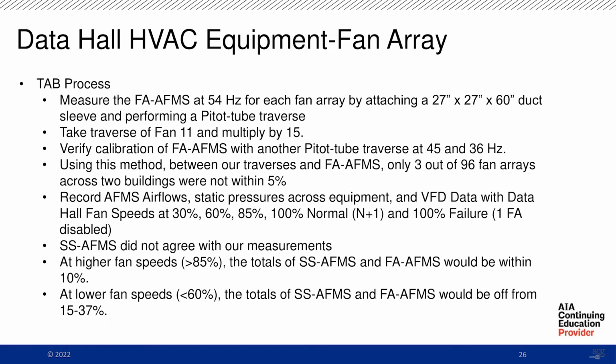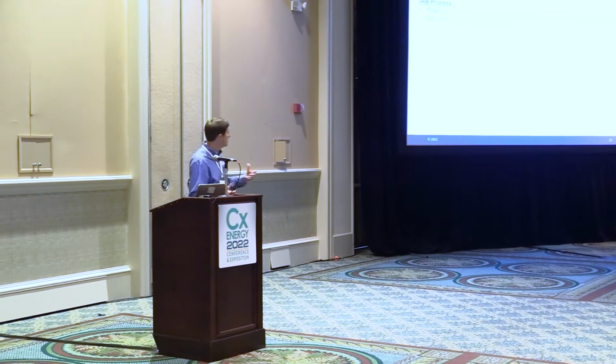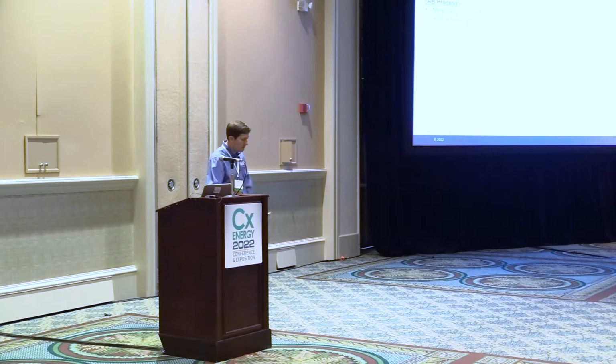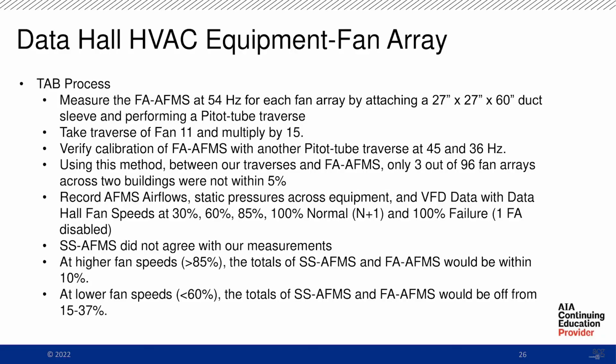So what we started doing was measuring those fan array airflow monitoring stations at 54 hertz. We would take a duct sleeve, attach it, 27 by 27, 60 right up to it. Because it was so long, we had to put a sawhorse underneath it, and we did a pitot tube traverse. I think we started out doing fan 11 and fan 5, and then we learned that the numbers were very close, so we just did fan 11, because getting to fan 5 was about 12 feet off the ground, so it was kind of not too safe.